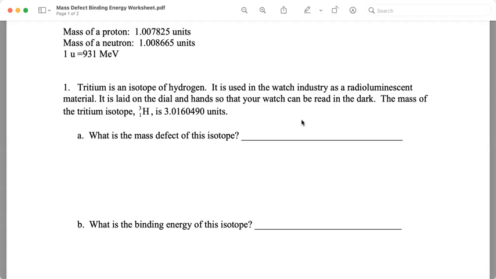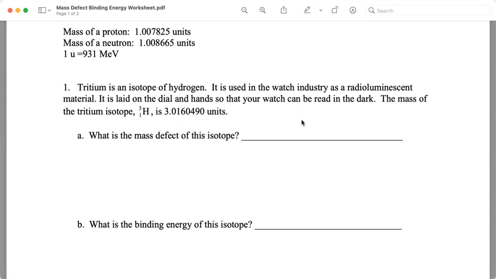So they've given us the mass of a proton, the mass of a neutron, and then they've given us the conversion for 1 unit because they're giving us masses in units, and then MeV is electron volt. So that's what we're going to use to calculate the binding energy. So for the first one, it says tritium is an isotope of hydrogen. It is used in the watch industry as a radioluminescent material. It is laid on the dial and hands so that your watch can be read in the dark. The mass of the tritium isotope is, and then it gives you the units.